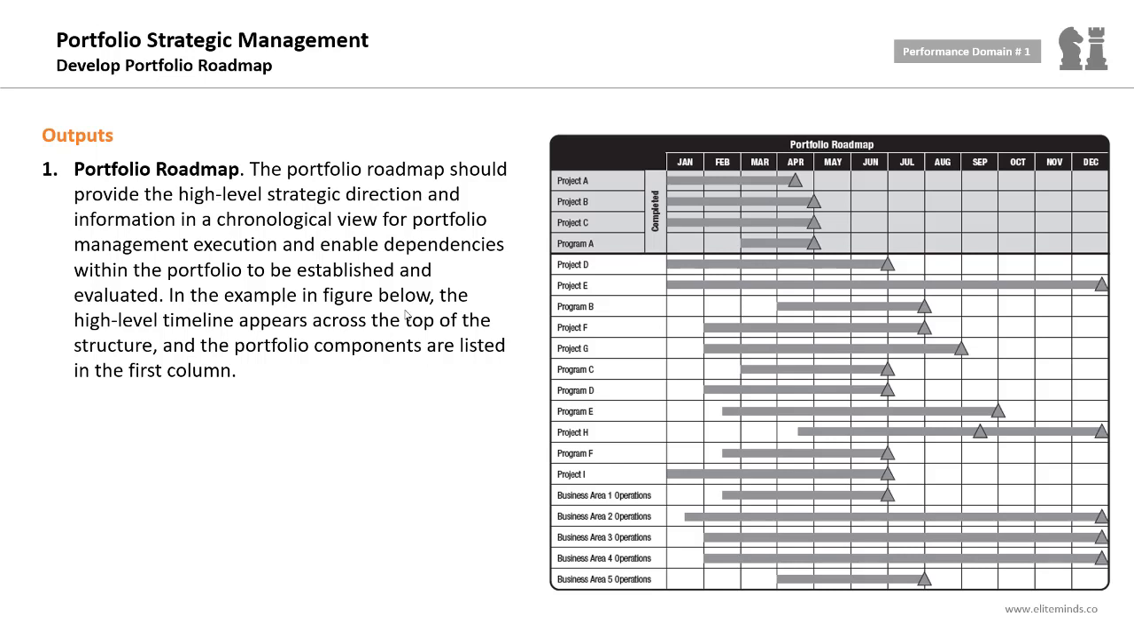So far, as an outcome of the portfolio strategic management processes, we have the portfolio strategic plan, the portfolio charter, and the portfolio roadmap. It's very important to memorize the key components of these documents for the PFMP exam.